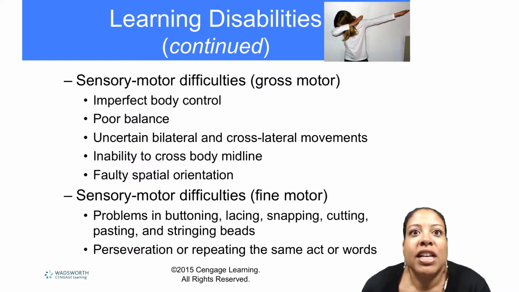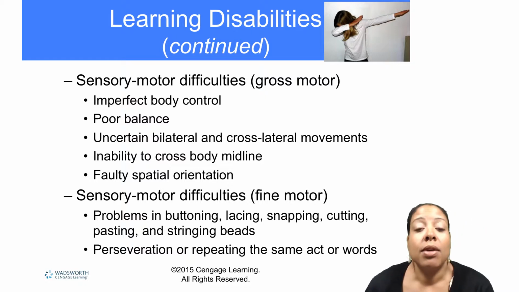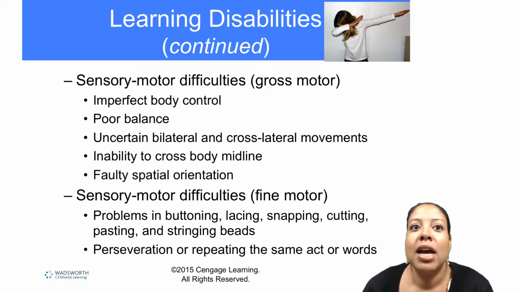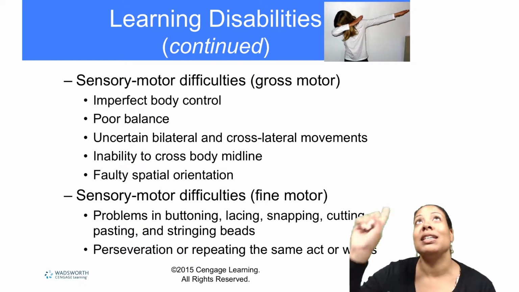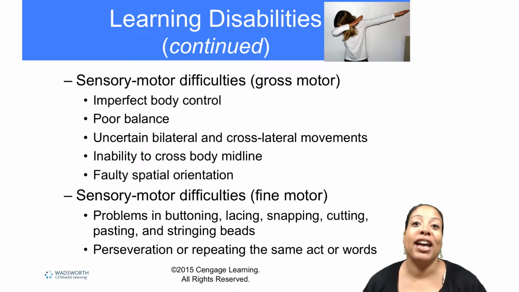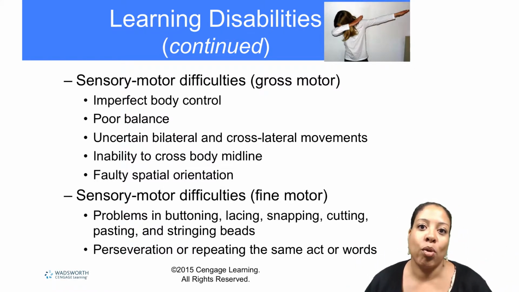There are also sensory motor difficulties that fall under the category of learning disability. So with regards to gross motor, that would be, for example, imperfect body control, poor balance, uncertain bilateral and cross-lateral movements, inability to cross body midline. So you can see the picture above. If your child can DAP, then they can cross midline. So that's something that my son Colson, for example, would work on in therapy.